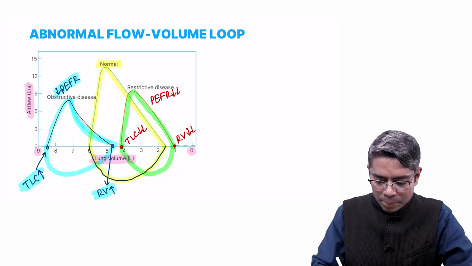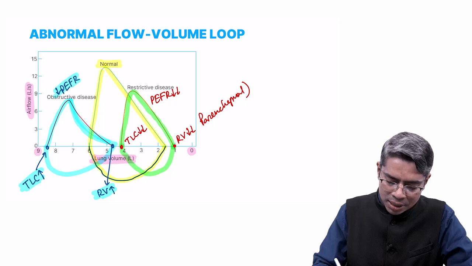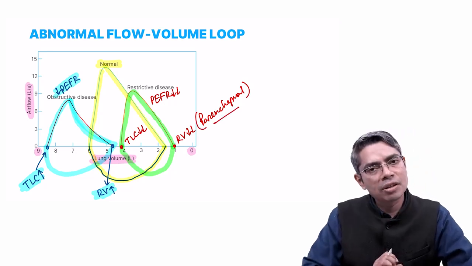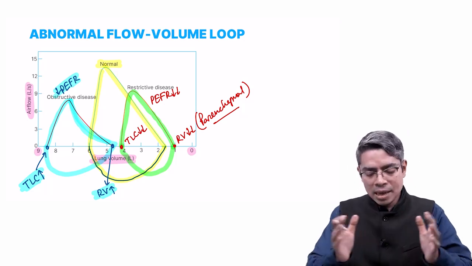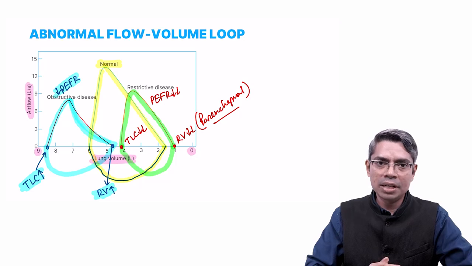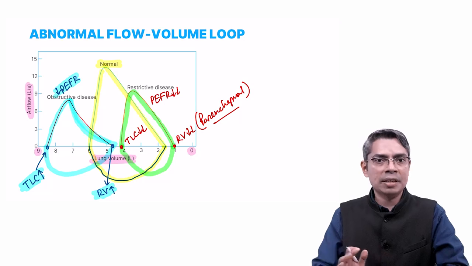So this is typical of parenchymal restriction, because I told you already that in case of parenchymal restriction, residual volume is also reduced. Okay, TLC is also reduced and PEFR is also reduced, and here the curve is narrow. Got it? So this is the typical shape of the obstructive and restrictive disease, parenchymal restriction curve.